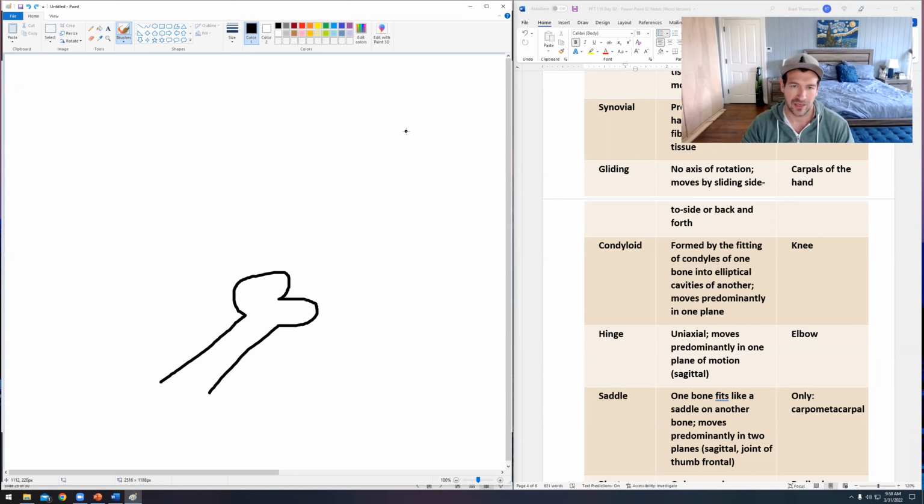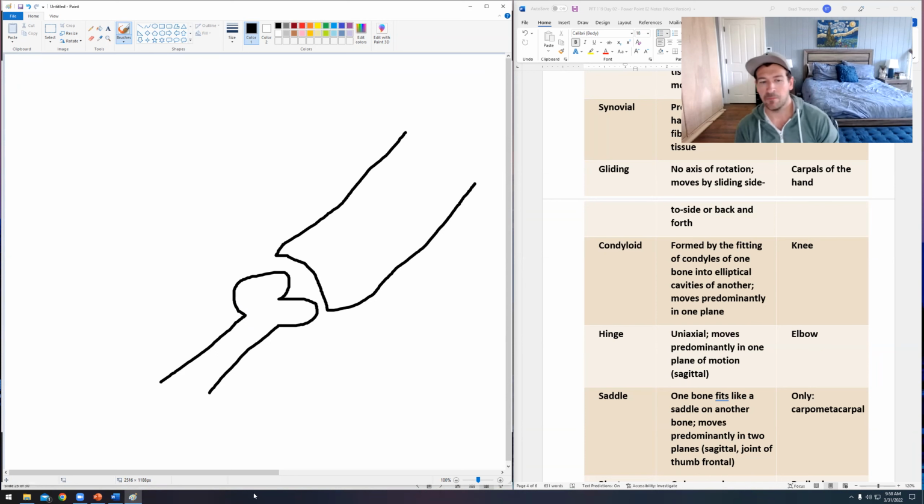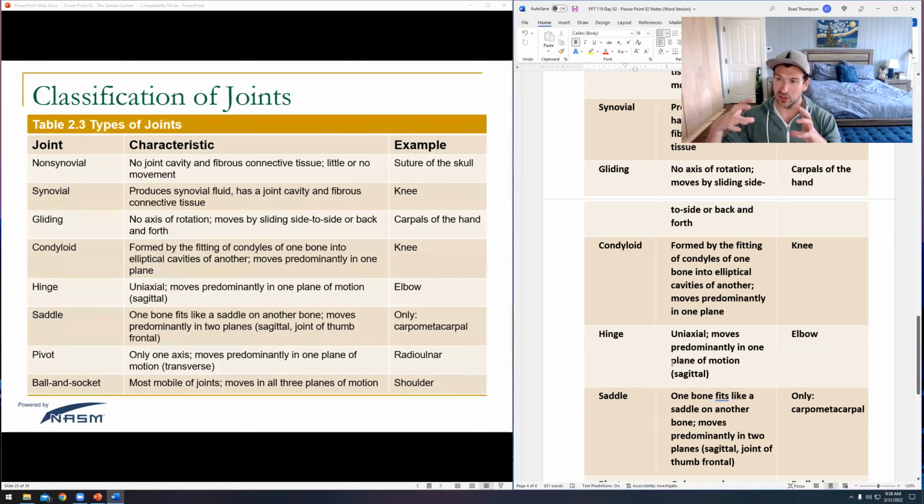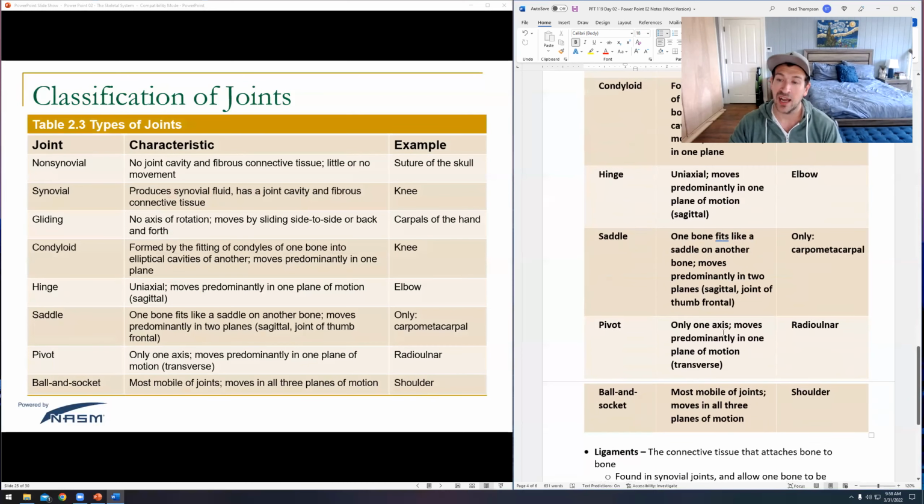And actually that's totally not what it looked like. It would just look like that. And there you go. Now this is going to insert into this, and that's going to help it maintain its stability there. So condyloid joints are where condyles, these projections, fit into another bone. You've got hinge joints. Hinge joints basically move in one direction.